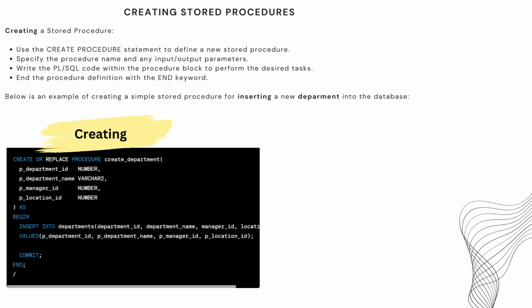Creating a stored procedure. Use the create procedure statement to define a new stored procedure. Specify the procedure name and any input/output parameters. Write the PL SQL code within the procedure block to perform the desired tasks. End the procedure definition with the END keyword. Below is an example of creating a simple stored procedure for inserting a new department into the database.